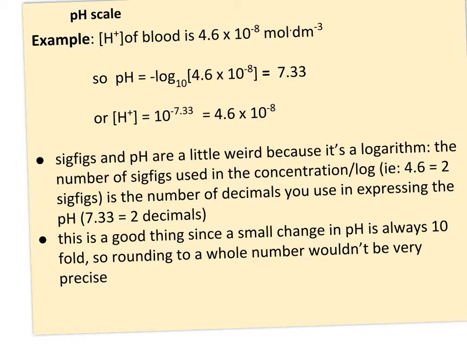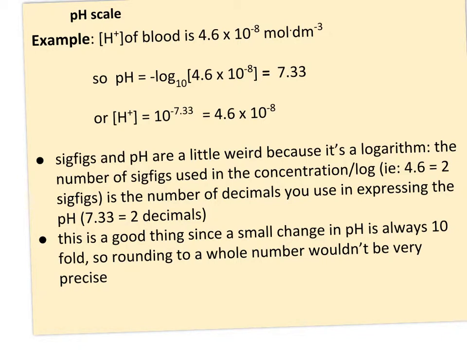If I knew the hydrogen ion concentration of blood to be 4.6 times 10 to the minus 8 moles per liter, I could go ahead and find the negative log of this concentration, and I'd know the pH is 7.33. If, on the other hand, I told you the pH of blood is 7.33, and I said, what could you expect the hydrogen ion concentration to be?